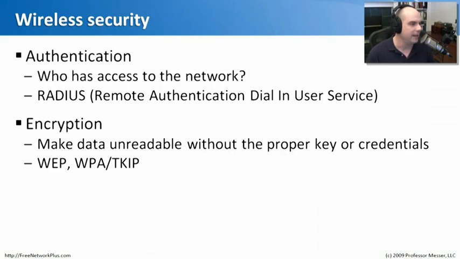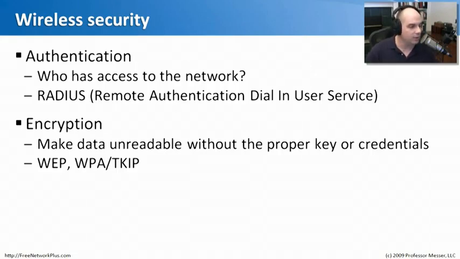So let's look at these wireless security technologies. Now, from an authentication perspective, these are technologies that allow people to get onto the network. Who has access onto this network? We're going to look at an authentication technology called Radius. It stands for Remote Authentication Dial-In User Service. And that is one that many organizations use to manage the authentication to the wireless networks and other networks as well.